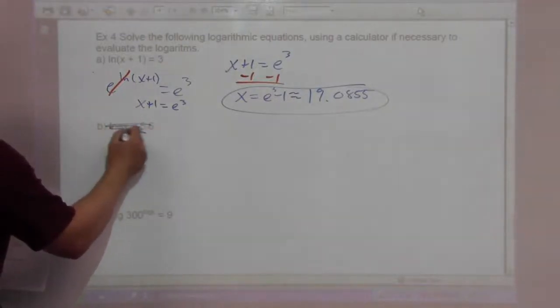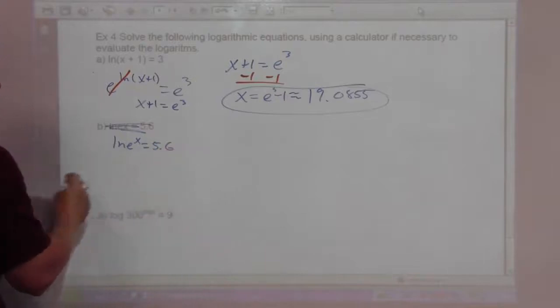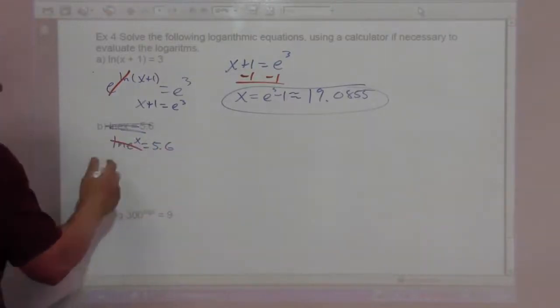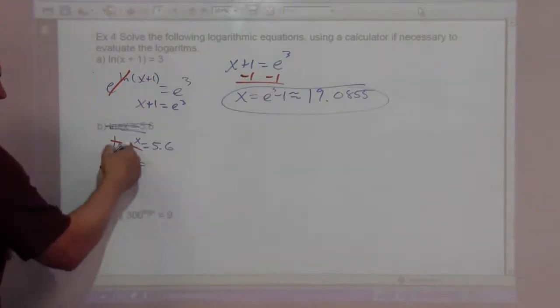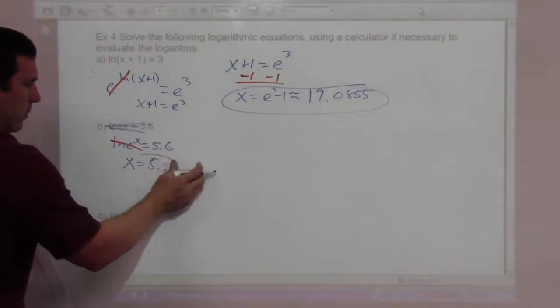The next one should read the natural log of e to the x equals 5.6. Well, natural log and e to the x just cancel, leaving an x. Natural log and e to a power leaves that power, so x equals 5.6.